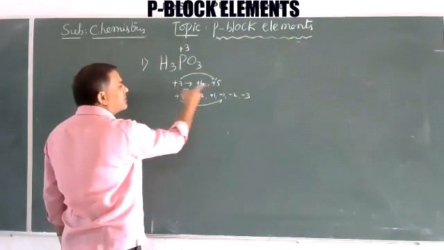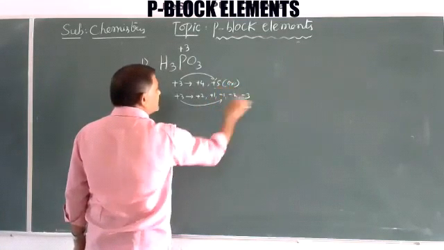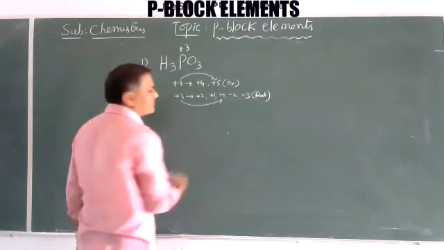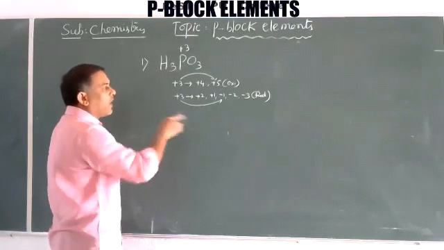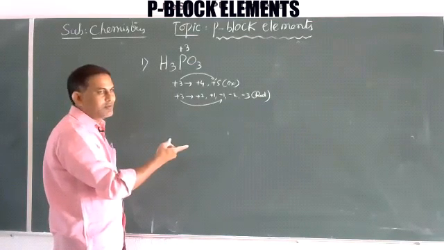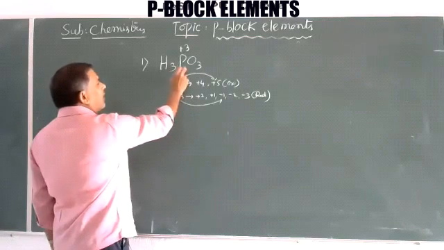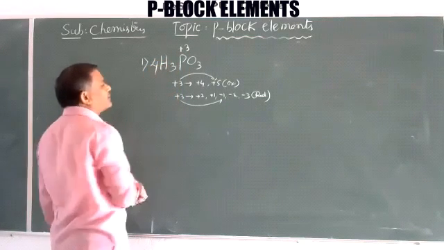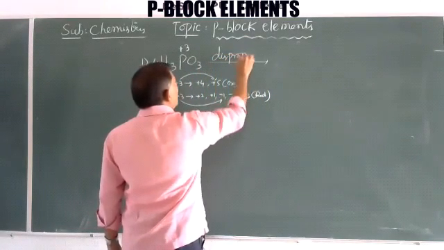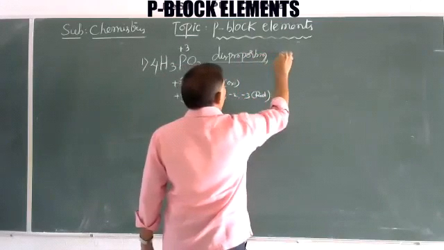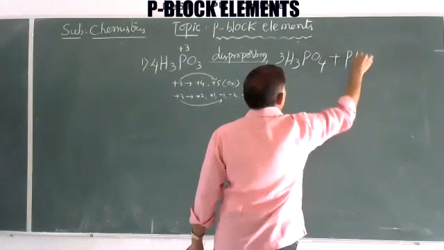From +3 to a higher oxidation state is a removal of electrons, so an oxidation reaction takes place. To a lower state, a reduction reaction takes place. That's why the same species can undergo both oxidation as well as reduction, so the reaction acts as a disproportionation reaction. One example: 4 moles of H3PO3 on disproportionation gives 3 H3PO4 plus phosphine gas, PH3.